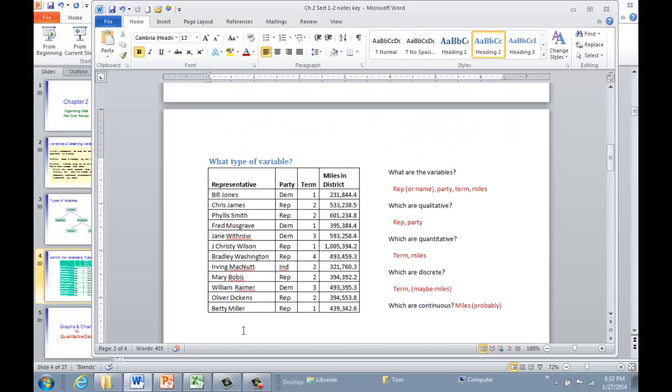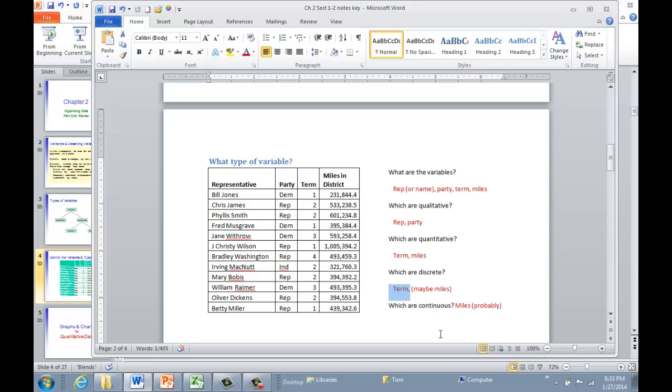Back to our handout, we'd like to answer these questions then. What are the variables? The name of the representative, the party, the term, and the number of miles in the district. Which of these variables are qualitative? Well, that's pretty easy to answer. The name of the representative and the party are definitely qualitative because they are not represented by numbers. Which are quantitative? In this case, both the term and the number of miles are definitely quantitative. Which are discrete? Well, when we come to discrete and continuous, it's at this point that a little bit of controversy is actually possible. For the discrete variables, this much is clear.